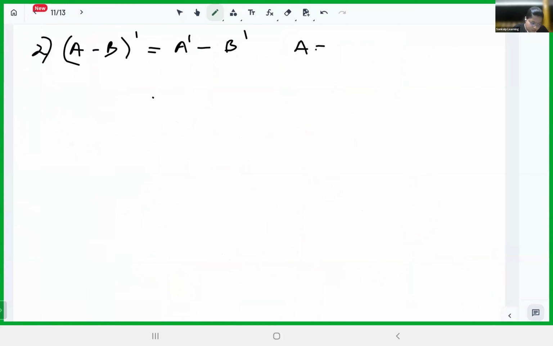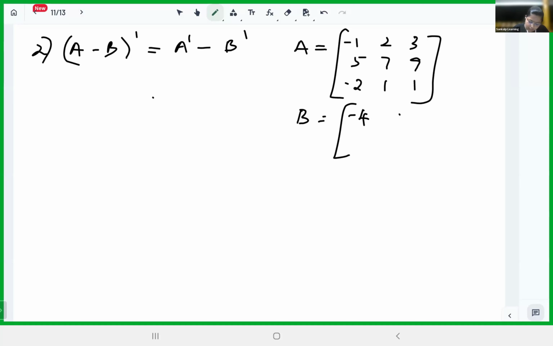Okay, second part is we have to verify A minus B the whole transpose is equal to A transpose minus B transpose. Okay, for that we need matrices A and B. Matrix A is nothing but minus 1, 2, 3, 5, 7, 9, minus 2, 1, 1. And matrix B is equal to minus 4, 1, minus 5, 1, 2, 0, and 1, 3, 1. Now you have to first consider the left side of the equation, that is A minus B the whole transpose.